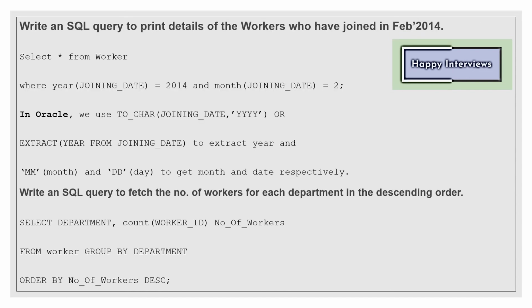Next question is: write a SQL query to print details of workers who joined in Feb 2014. Here: select star from worker where year joining date is equal to 2014 and month joining date is equal to 2.